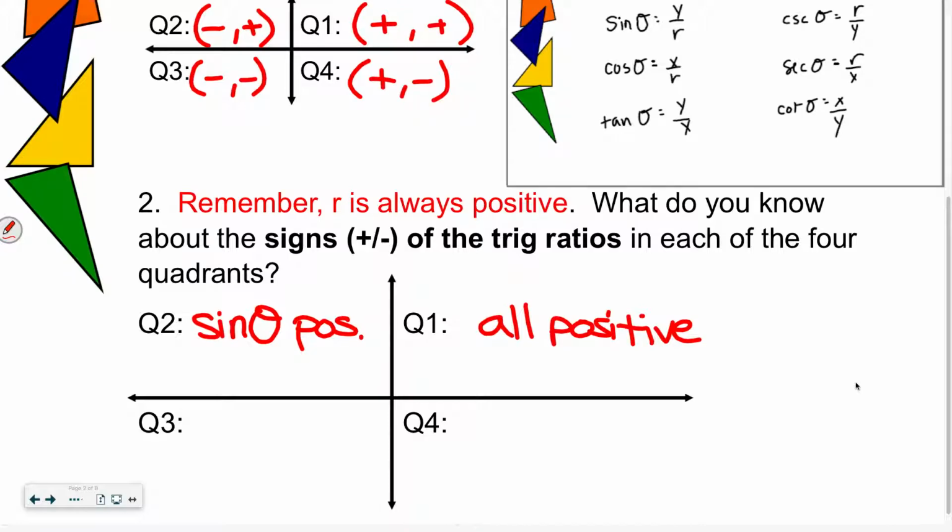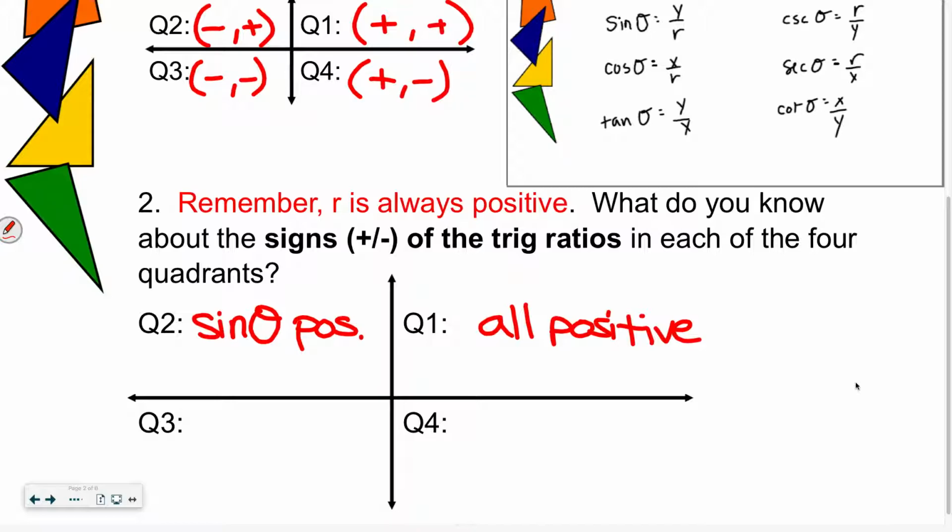Okay, what happens in quadrant 3 then? They're all negative. Except for tangent. Except for tangent. Oh, and cotangent. Okay. So in quadrant 3, x is negative and y is negative. When we're doing sine and cosine, that's one negative and one positive because r is always positive. So a negative divided by positive and a negative divided by positive is going to be negative.